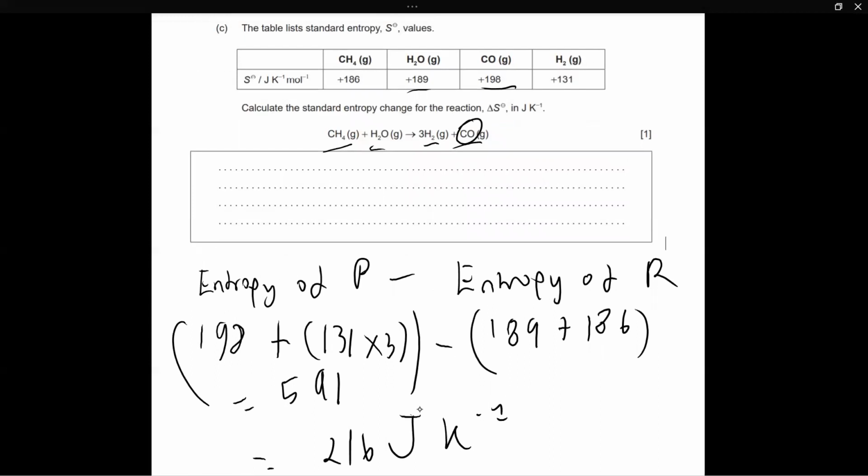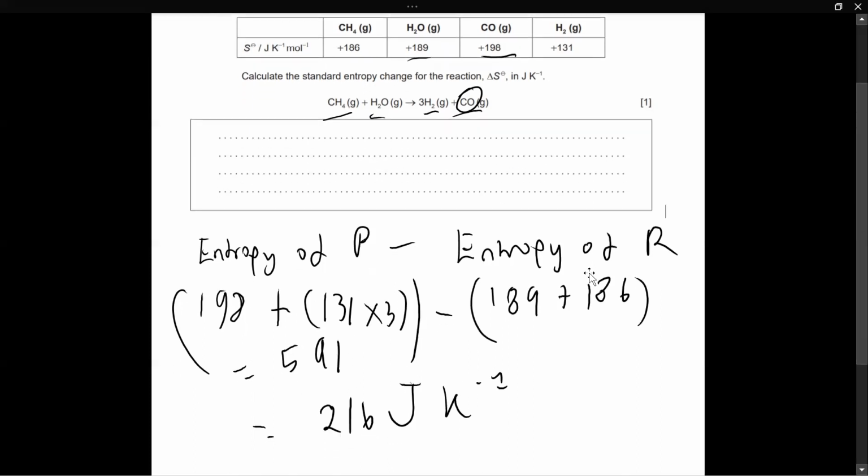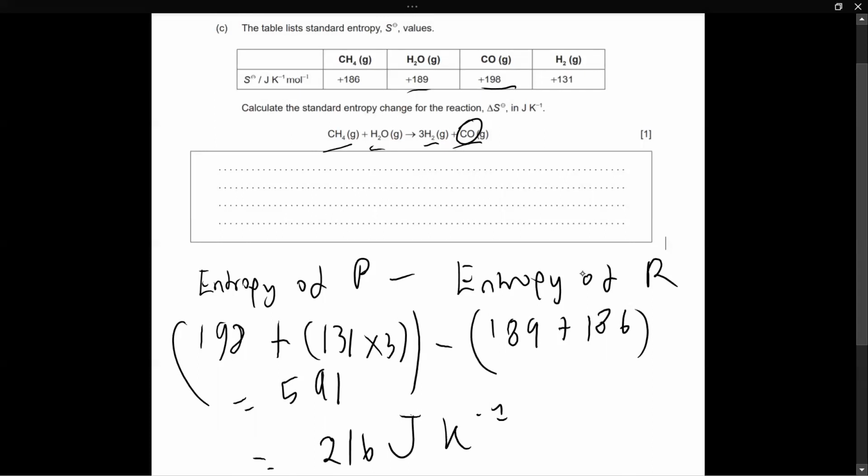It is not the same as what we have in enthalpy. In enthalpy, we measure the energy change in kilojoules, but over here we measure in joules. So that's an important point that we will take into consideration later. I'll show you how that's important in the next video. But for now, that's all you need to know. That is it for this video. That's how simple this question was.